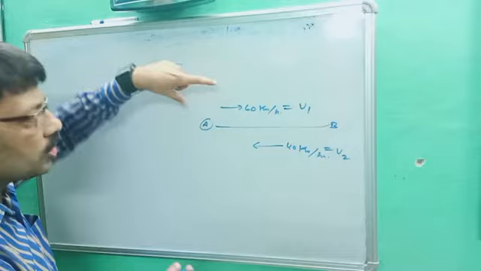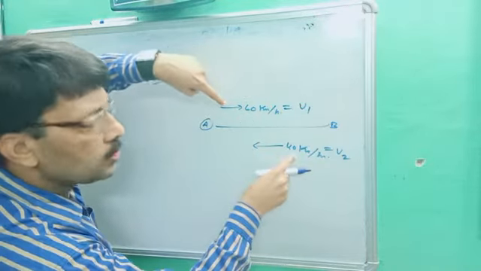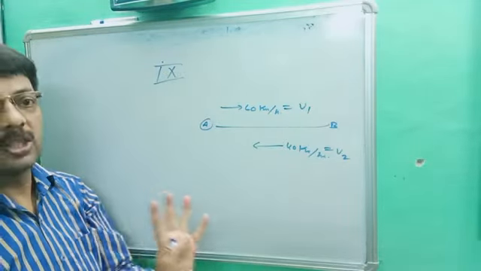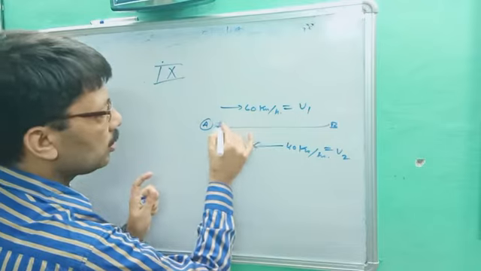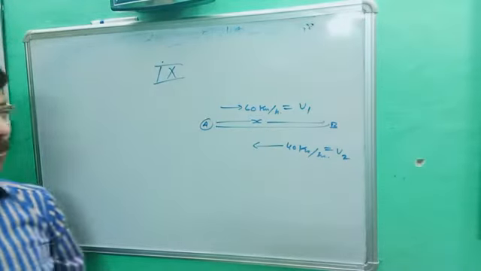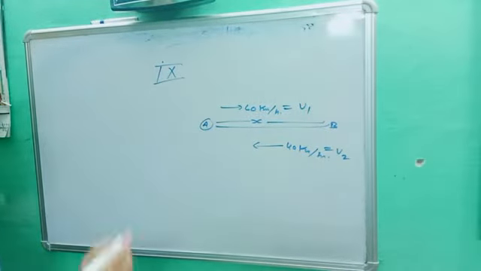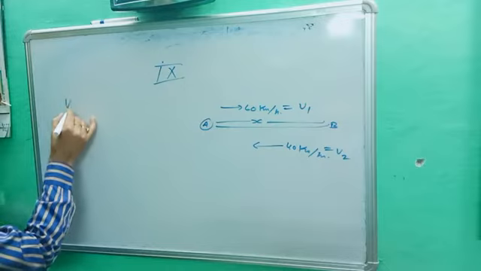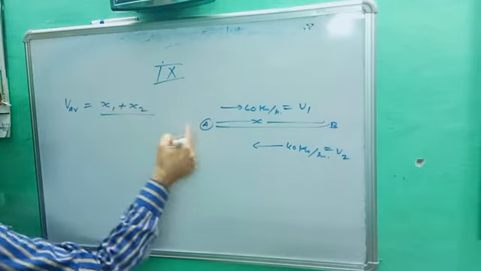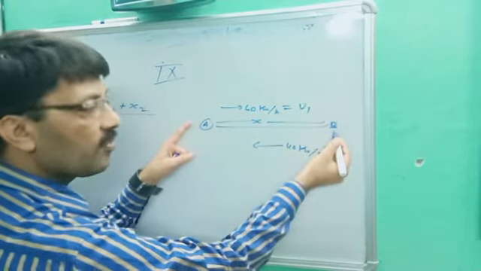Okay. So first A to B, his velocity was 60 km per hour and coming back his velocity was 40 km per hour. So what are the total average velocity and average speed? Let's suppose the distance between two stations is x. So what is the formula for average? We know the formula. V average is equal to x1 plus x2 upon total time from A to B and then from B to A.